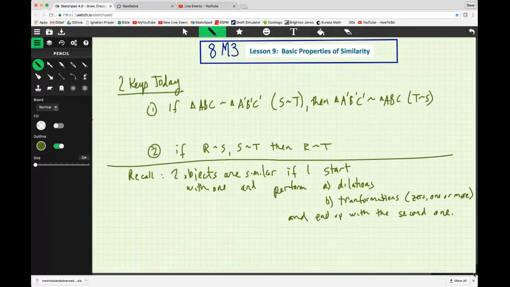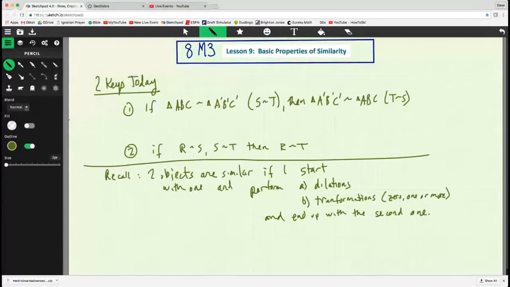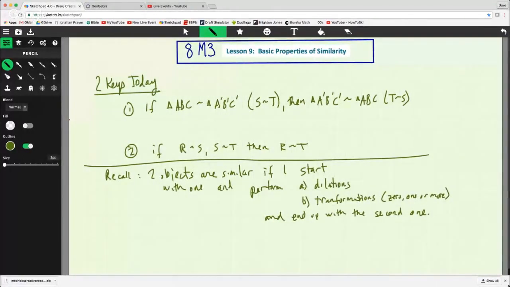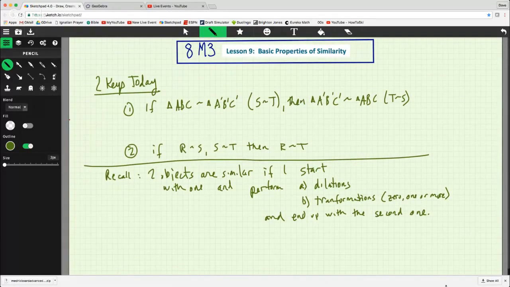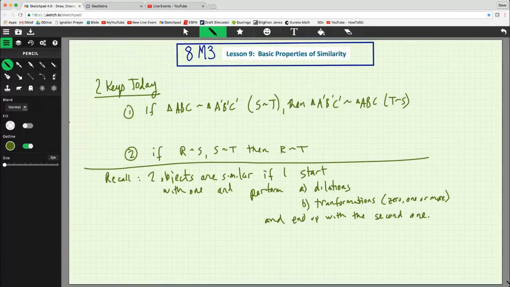Whoops, let me make this sketch pad the right size. There we go. All right, sorry about that.